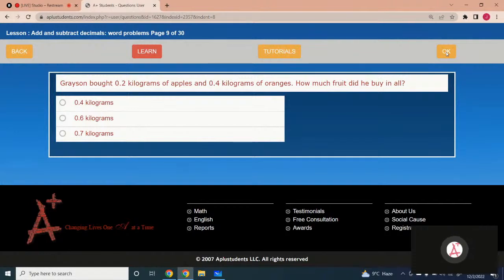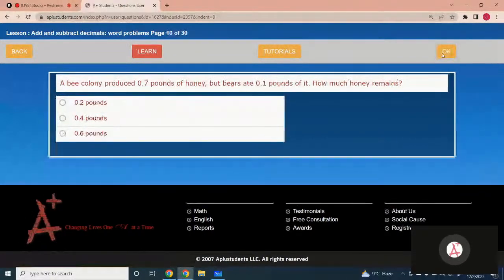Okay, Grayson bought 0.2 kilograms of apples and 0.4 kilograms of oranges. How much fruit did he buy in all? So which option is the correct one? You have to add them. 0.2 plus 0.4 is 0.6. Got it. So just select the correct option and then click on the OK button. It would be 0.6 kilograms.